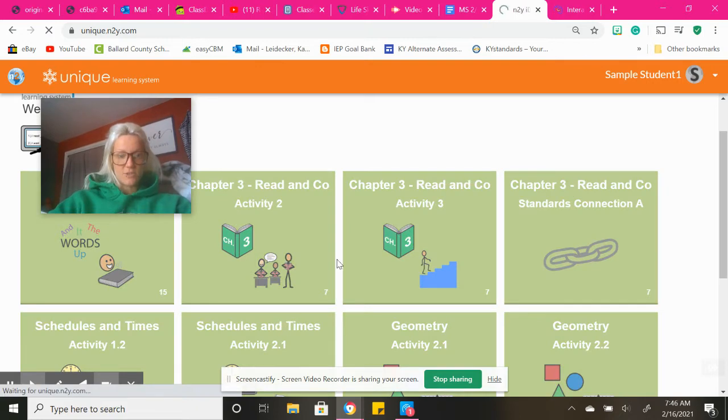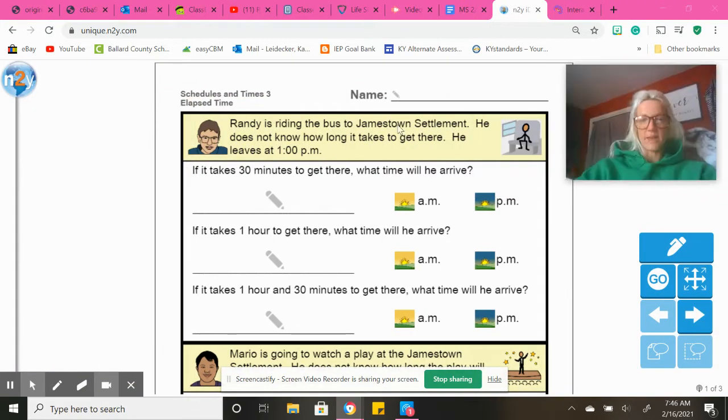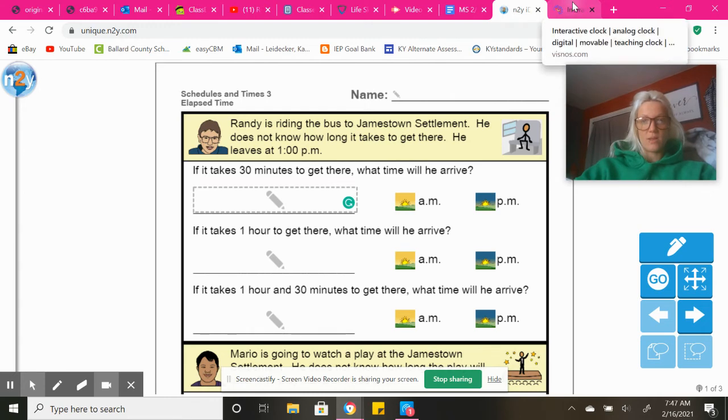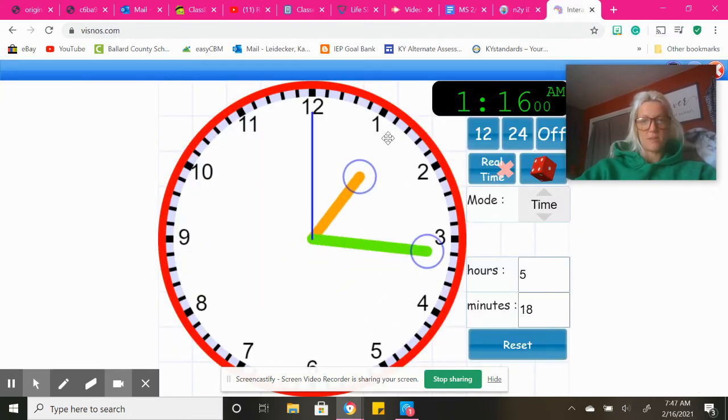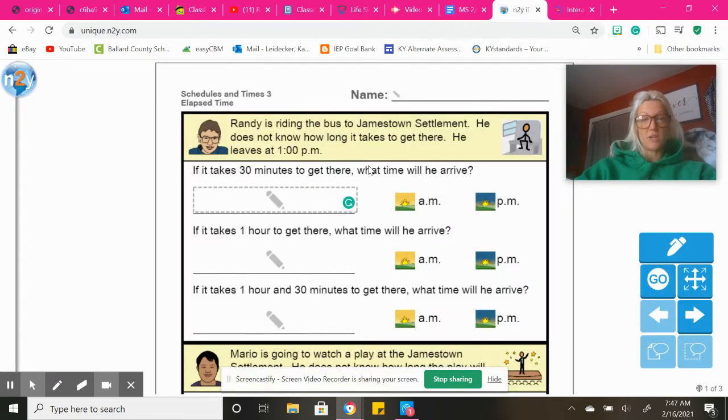And then your next schedule and time box is elapsed time. So Randy is riding the bus to Jamestown Settlement. He does not know how long it will take to get there. He leaves at 1 p.m. So if it takes 30 minutes to get there, what time will he arrive? Okay, so it leaves at 1 o'clock. So I'm going to put my clock on 1 o'clock. Okay, so now it takes 30 minutes to get there. What time will he arrive?